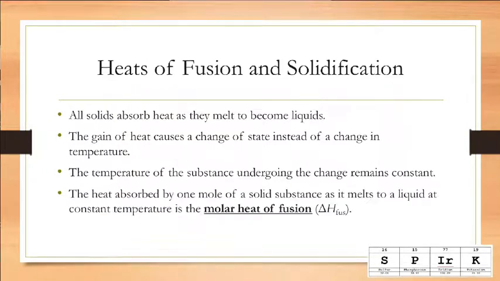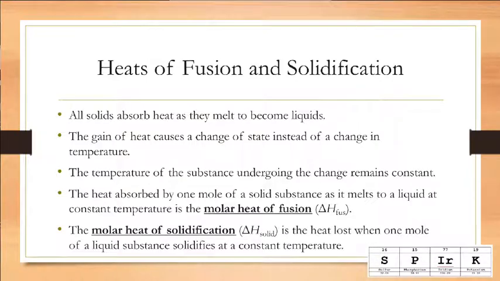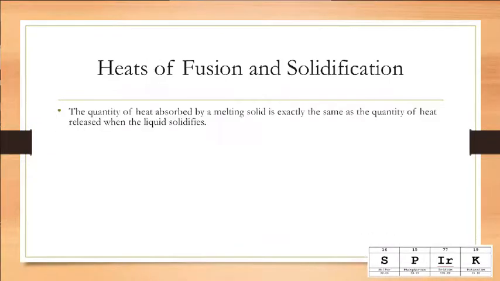The heat absorbed by 1 mole of a solid substance as it melts to a liquid at a constant temperature is the molar heat of fusion, or delta H sub FUS. The molar heat of solidification, or delta H sub SOLID, is the heat lost when 1 mole of liquid substance solidifies at a constant temperature. The quantity of heat absorbed by a melting solid is exactly the same as the quantity of heat released when a liquid solidifies. So the delta H of fusion equals the negative delta H of solidification.